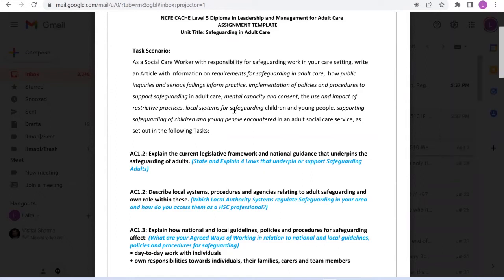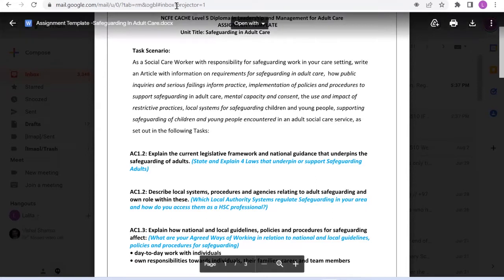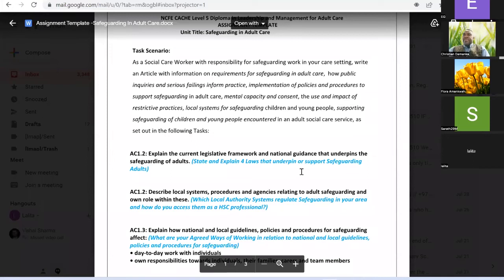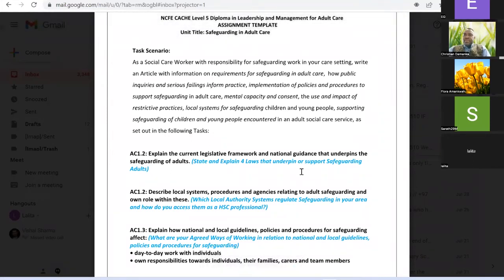As a social care worker with responsibilities for safeguarding work in your care setting, write an article with information on requirements for safeguarding in adult care. How public inquiries and serious failings inform practice, implementation of policies and procedures to support safeguarding in adult care, mental capacity and consent, the use and impact of restrictive practices, local systems for safeguarding children and young people, supporting safeguarding of young children and young people encountered in an adult social care service, as set out in the following tasks.